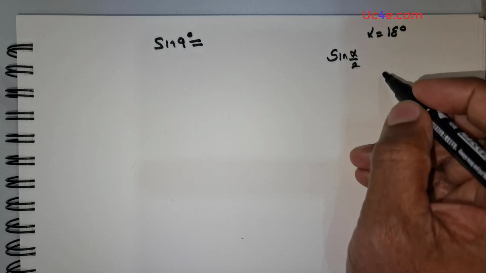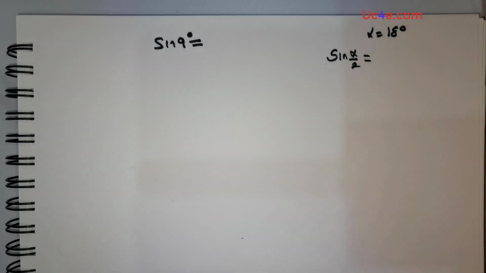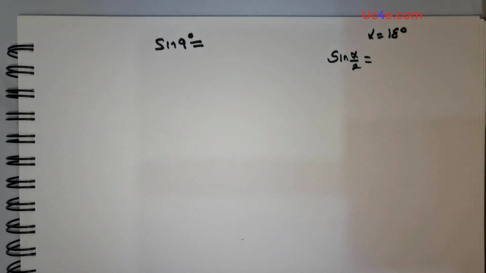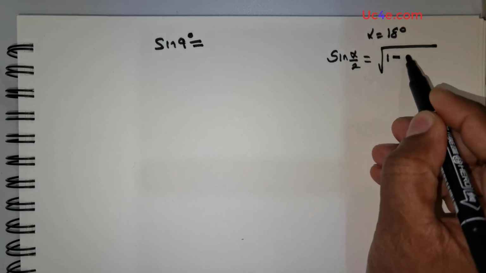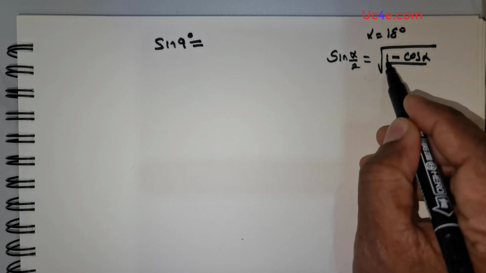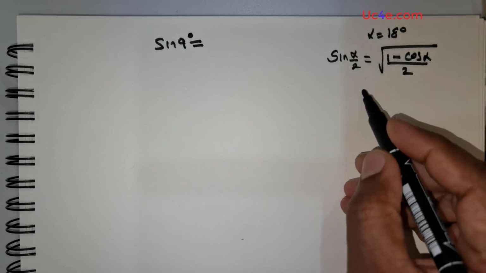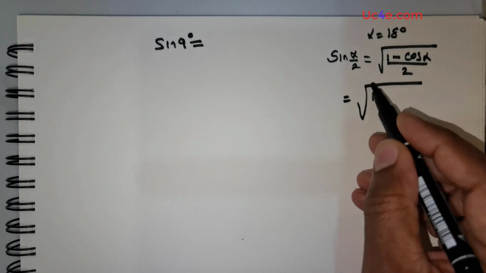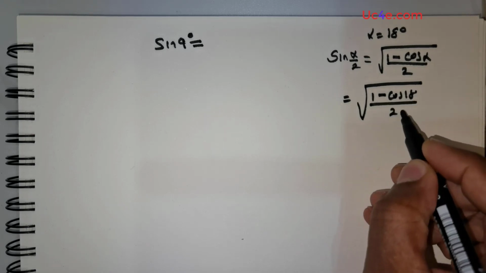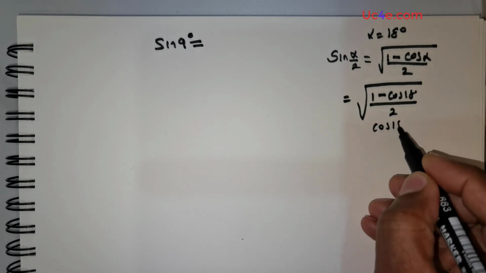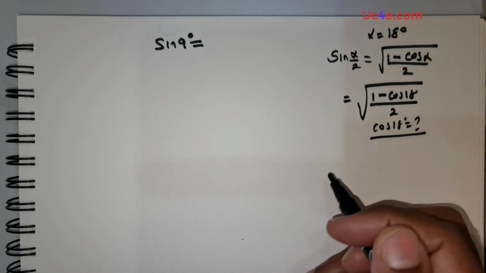But when you are writing the expression for sine alpha over 2, the expression would be in the following fashion: root of (1 minus cos alpha) divided by 2. So this is the formula, right? Now alpha is equal to 18 degrees, so you have root of (1 minus cos 18 degrees) divided by 2. Now the question is, what is cos 18 degrees? We cannot use a calculator, we need to extract the exact value.